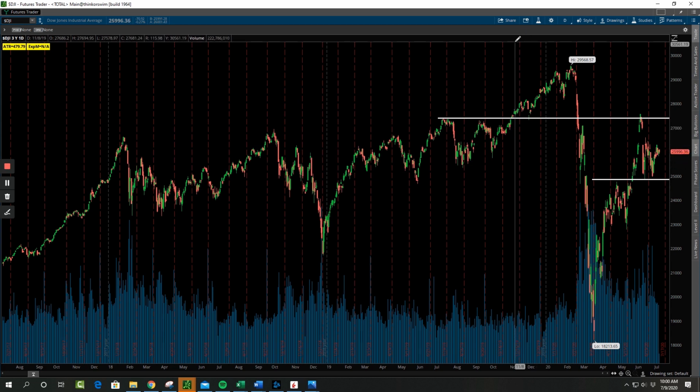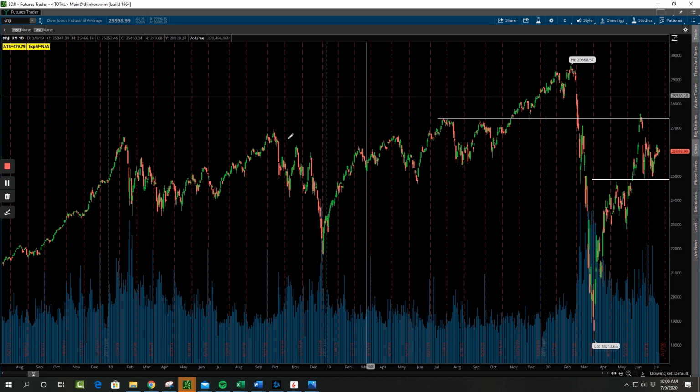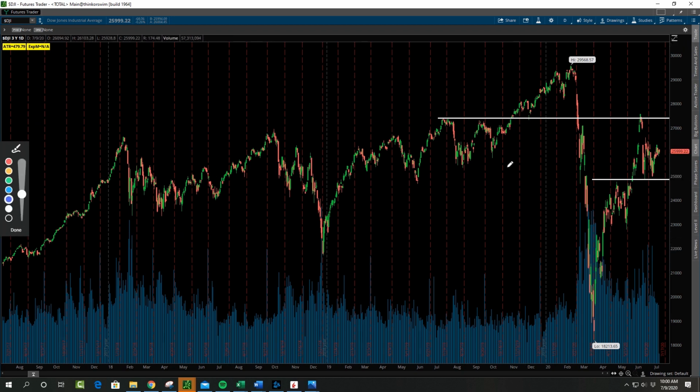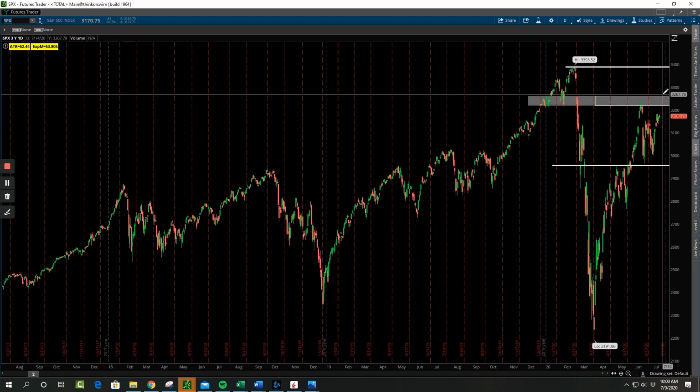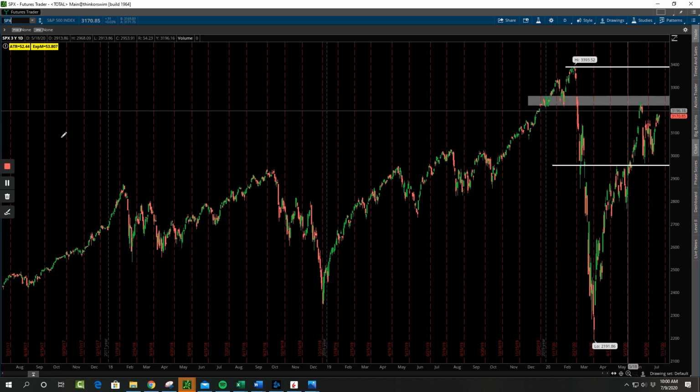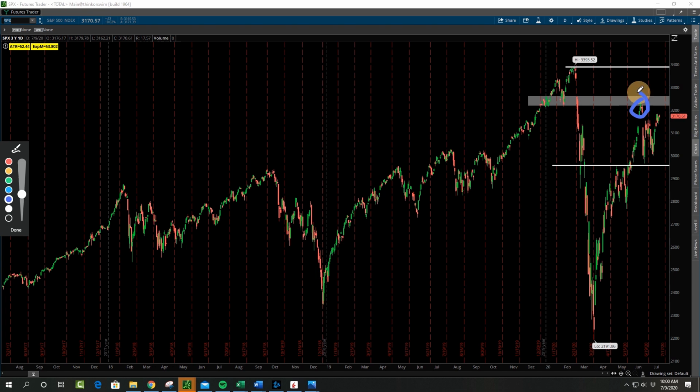Now, as far as analysis of the four indexes, nothing really has changed very much, all right, from the last time we spoke. We have an island potential reversal on the Dow, and then we're trading inside this range. When we take a look into the S&P 500, we still haven't broken into that 3,200 resistance. We still have that potential island reversal here, and we're still trading in this range.